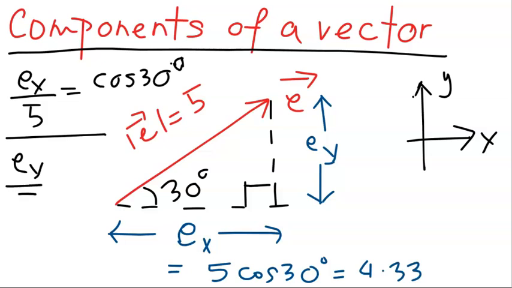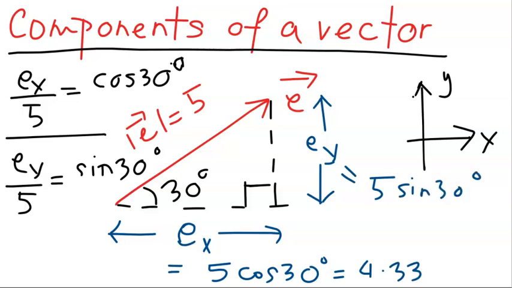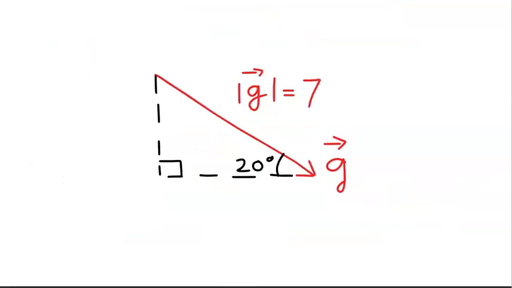Now likewise, to calculate Ey, Ey over the hypotenuse 5 is sine of 30. So that means Ey is 5 sine 30. That means you have 2.5 for the y component and 4.33 for the x component. Another example. You have vector g with magnitude 7 making an angle of 20 degrees with respect to the horizontal.